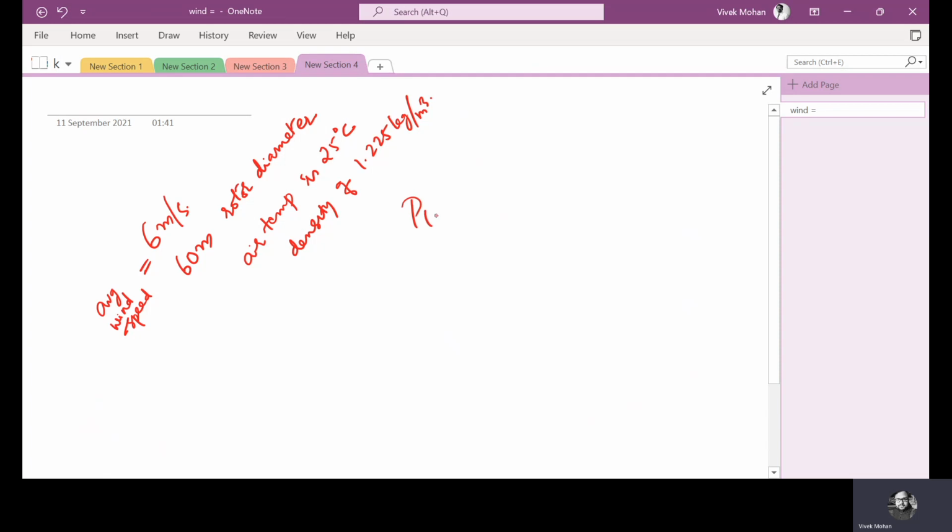Now we know that if you want to find the total wind power, P total equals half rho A V cube, equals half rho into pi r squared, because it's a circle, right? Pi r squared into V cube.